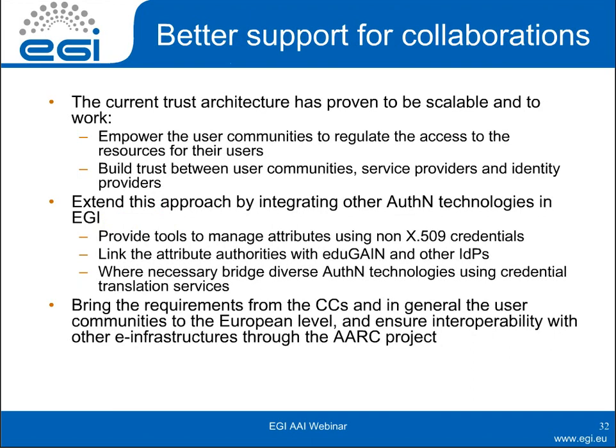Ultimately, to better support collaboration between users. Because the current trust architecture has proven to be scalable and to work, we empower the user community to regulate access to the resources. We build trust between the three entities, the identity provider, users, and service providers. It may not be a very easy job, but we need to extend this approach by integrating other authentication technology, extending the current X509 with other technologies, and linking the attribute authorities using this technology with our infrastructure and with EduGAIN and with other identity providers.